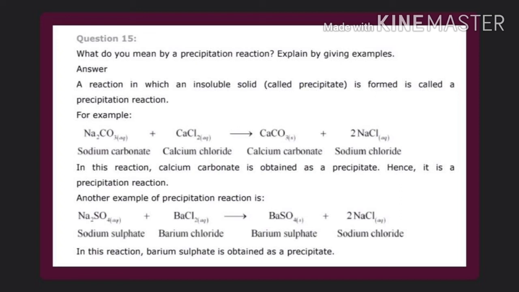For example, sodium carbonate plus calcium chloride gives you calcium carbonate plus sodium chloride. Here the precipitate is calcium carbonate. Then another example is sodium sulfate plus barium chloride gives you barium sulfate plus sodium chloride, and barium sulfate is your precipitate in this reaction. Any other reactions that we have done can also be used wherever you can see a solid being obtained and two aqueous solutions reacting together. There you can write that it is an example of precipitation reaction. All right.